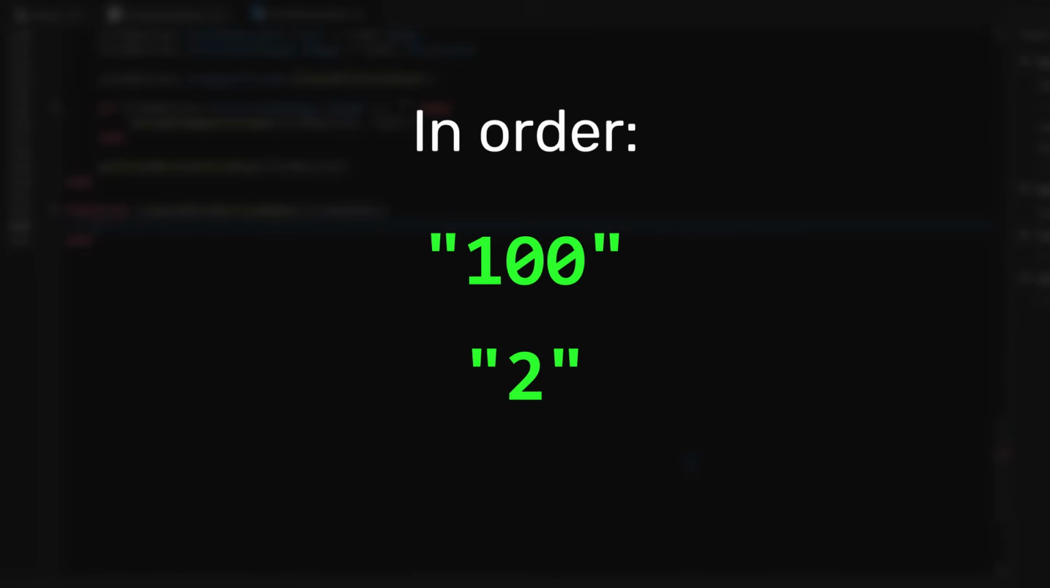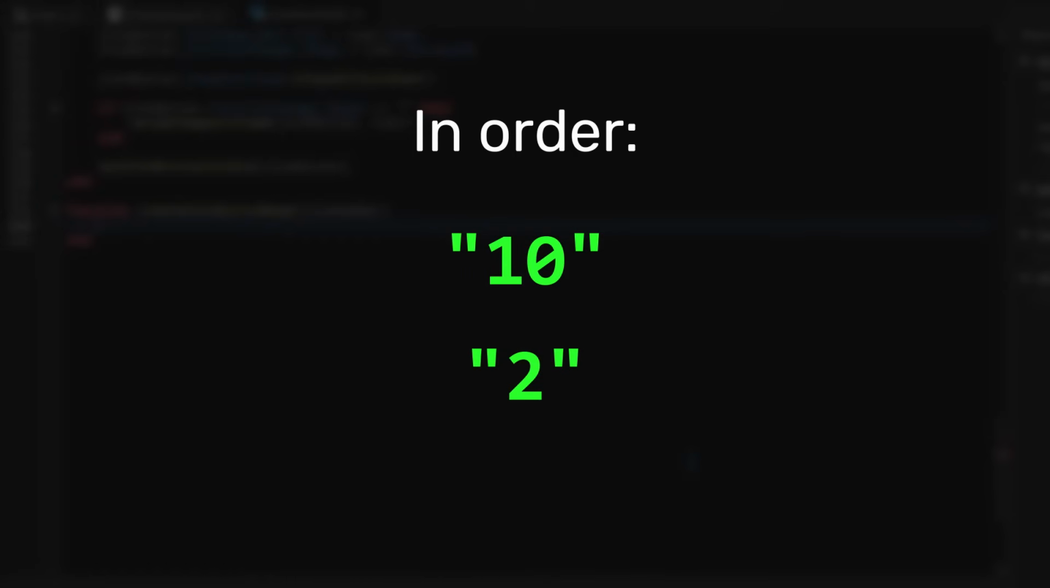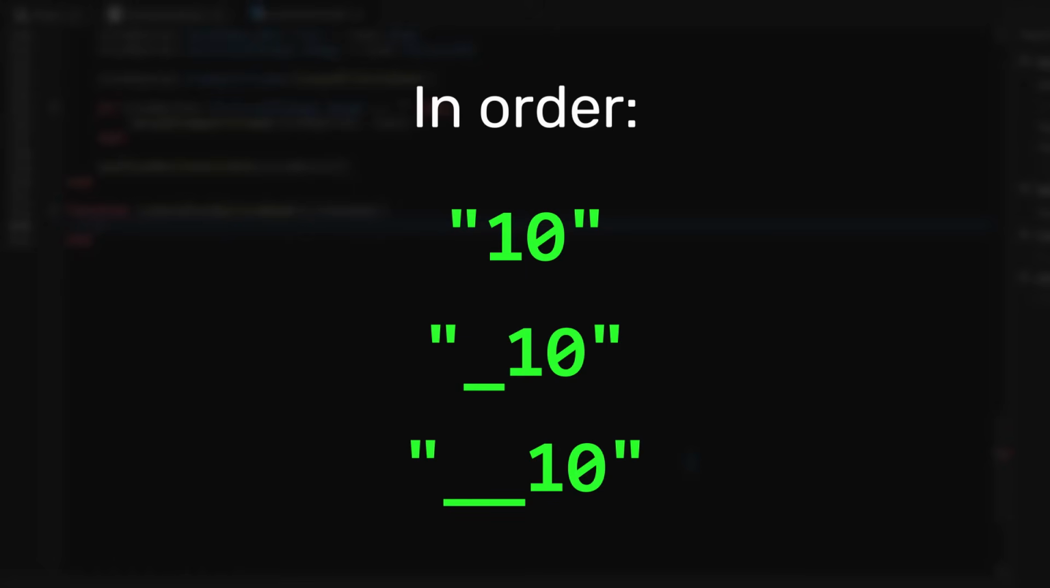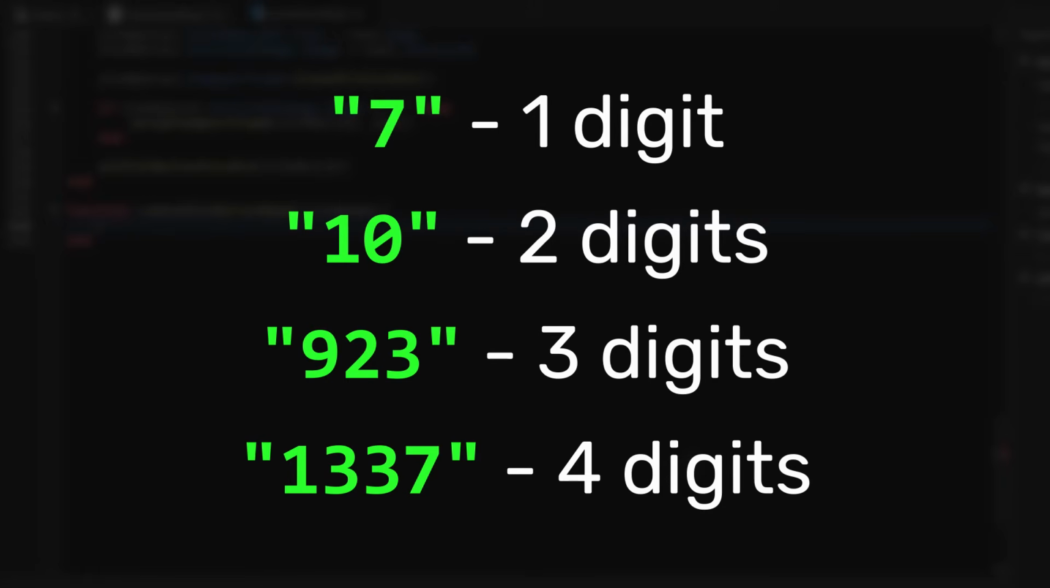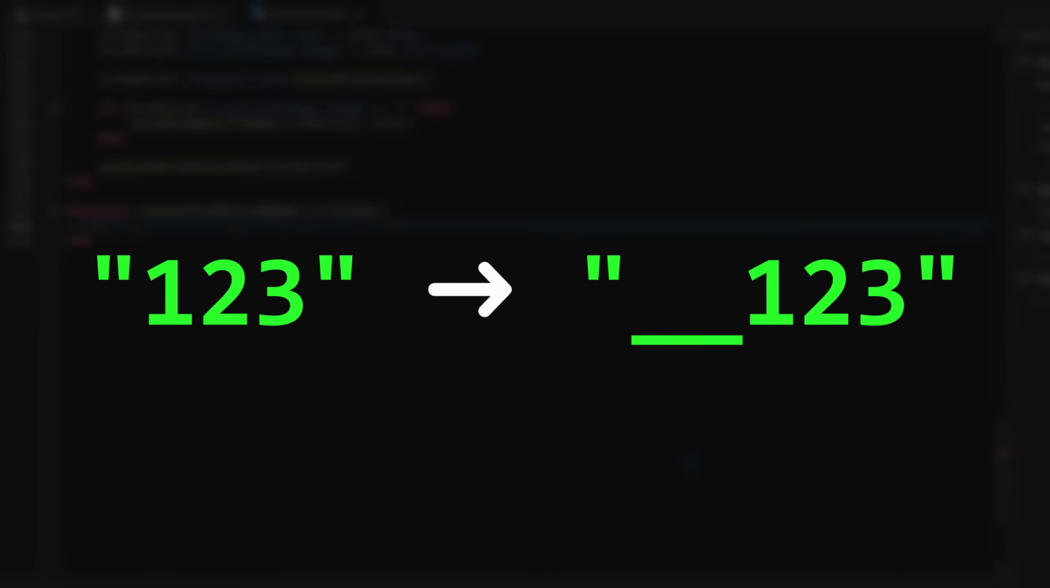Going back to our example of 100 appearing before 2, if we add an underscore before 100, it will now appear after 2. But we'd also need to add underscores for 2-digit numbers, otherwise the number 10 would also appear before 2. This means we need to vary the amount of underscores we put before the number. The more underscores the number has, the further back it appears. To determine how many underscores to add, we can simply look at how many digits the number has. For a 1-digit number, no underscores are needed. For a 2-digit number, a single underscore can be added. For a 3-digit number, 2 underscores can be added, and so on.